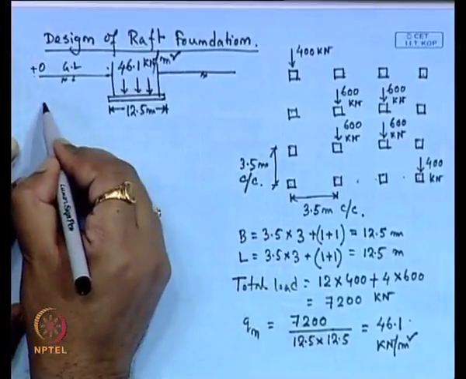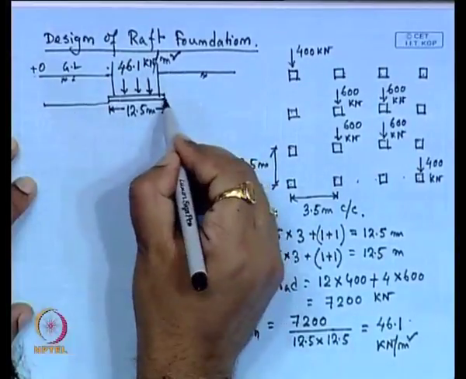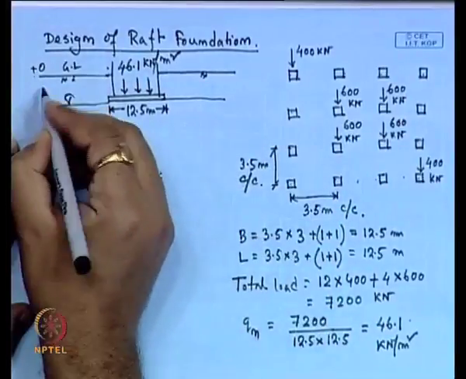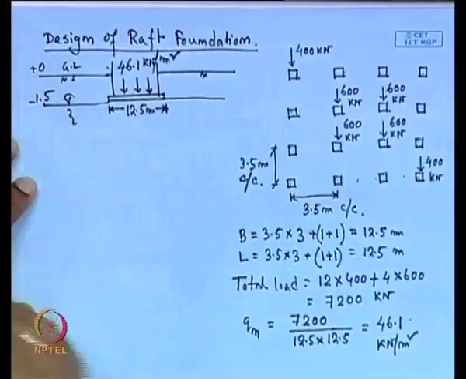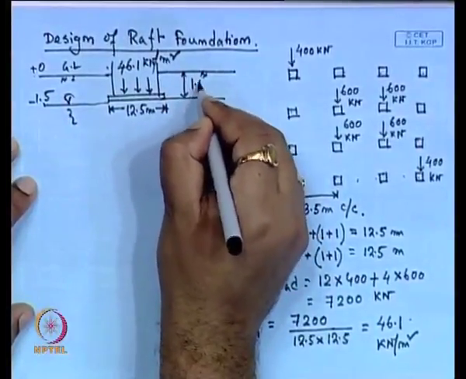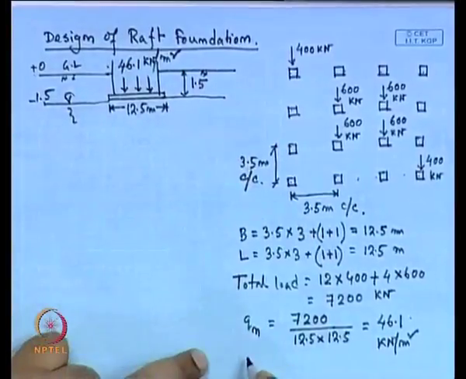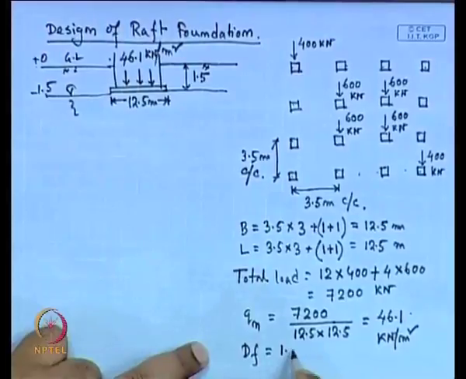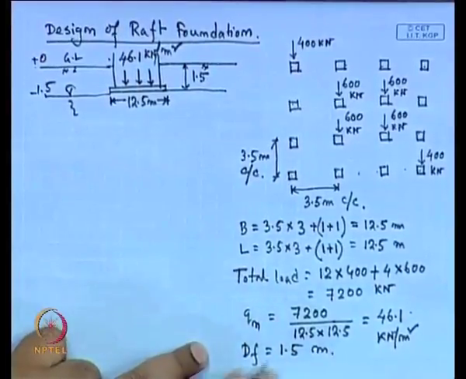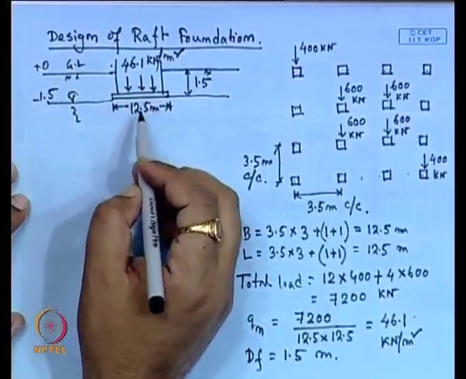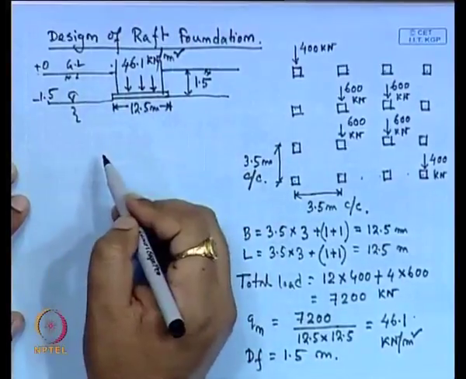And here the water table location is 1.5 meter. This is the water table location, that is minus 1.5. So, we take the depth of foundation, Df, also as 1.5 meter. That means the depth of foundation is at the water table level, 1.5 meter below the ground level.